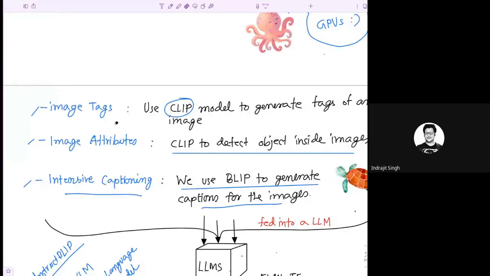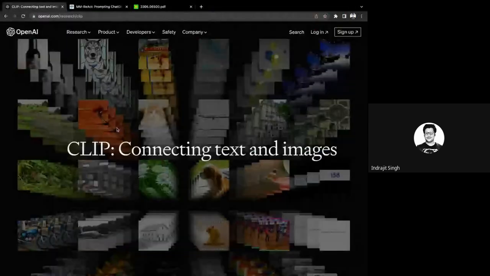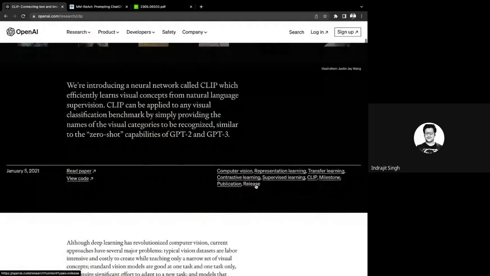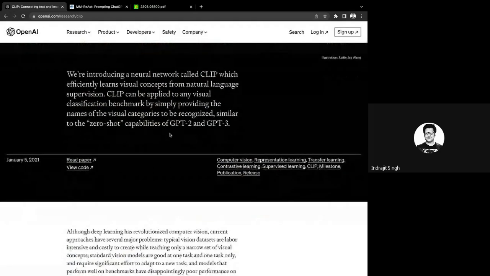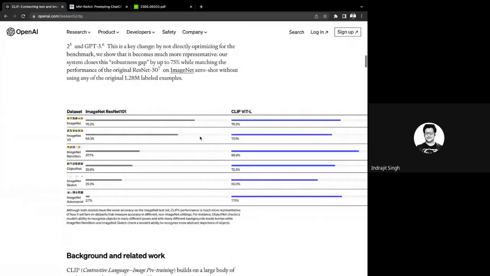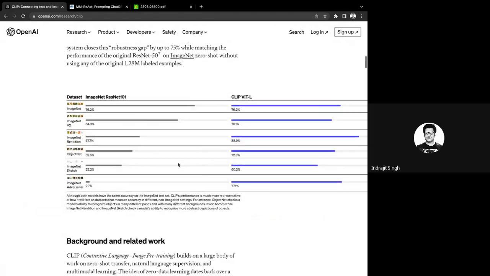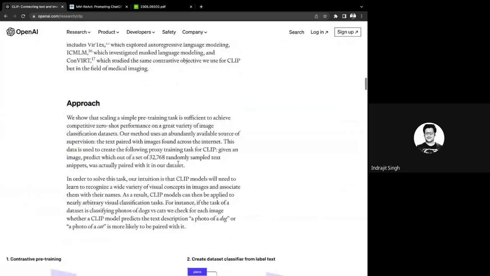So I said, like, the CLIP, right? CLIP is connecting text and images, which is another kind of model by OpenAI. And what they have basically said is that it's similar to the zero shot capabilities of GPT, GPT-2 and GPT-3, but it has the capability of extracting information from images.